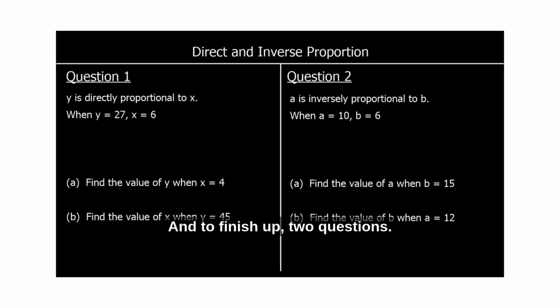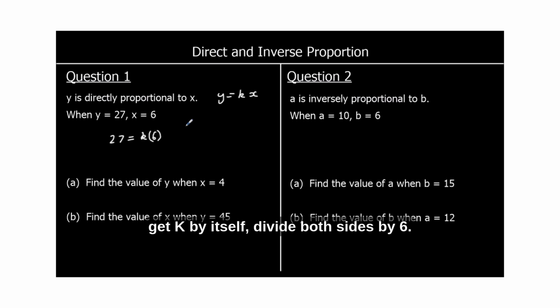And to finish up, 2 questions. So pause the video and give these a go. Question 1, y is directly proportional to x. So that is the relationship y equals kx. So y is something times x, and we're given numbers to work out what k is, what that something is. So when y is 27, x is 6.